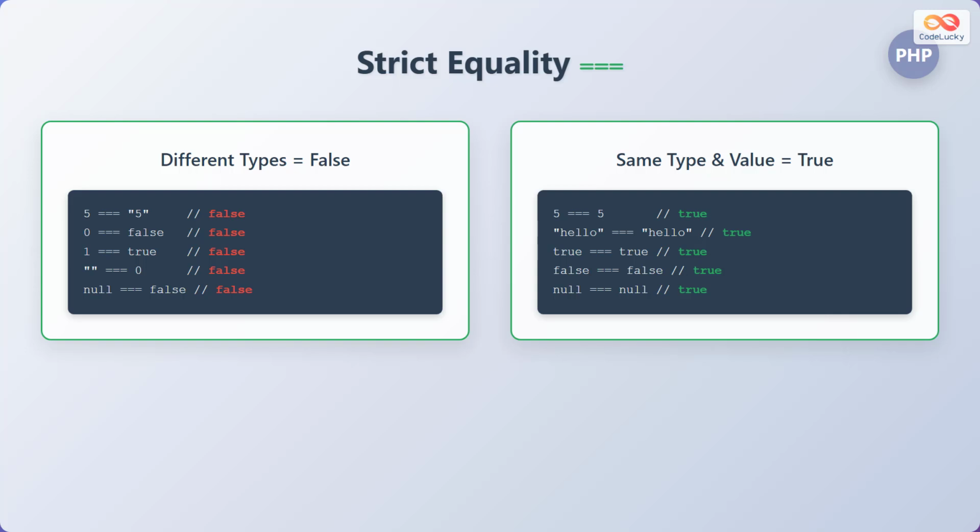Strict equality only returns true when both the type and value are the same. So, 5 is equal to 5, the string hello is equal to the string hello, true is equal to true, false is equal to false, and null is equal to null all evaluate to true.